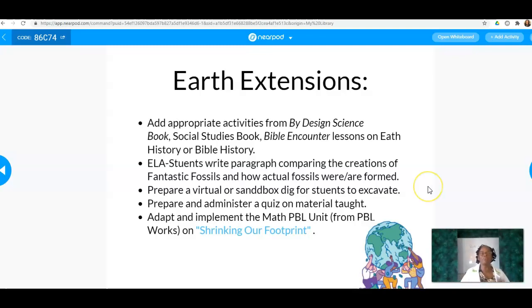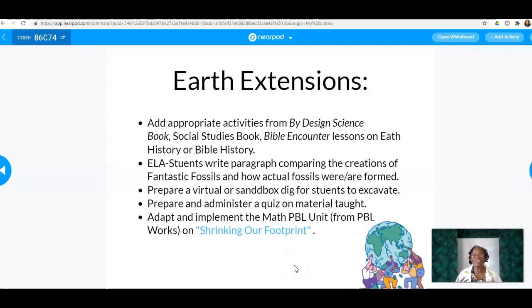So where did I get most of mine for science? Of course, I used the By Design textbook. There are the social studies textbooks, different ones that you have for the different grade levels. And as I've mentioned, Bible Encounters already. But the standards covered ELA, science, and social studies. And the multi-grade teachers, this is something that is difficult to teach multi-grade, and my hat goes off to those of you who are teaching multi-grade. But this is definitely designed to be a multi-grade unit.